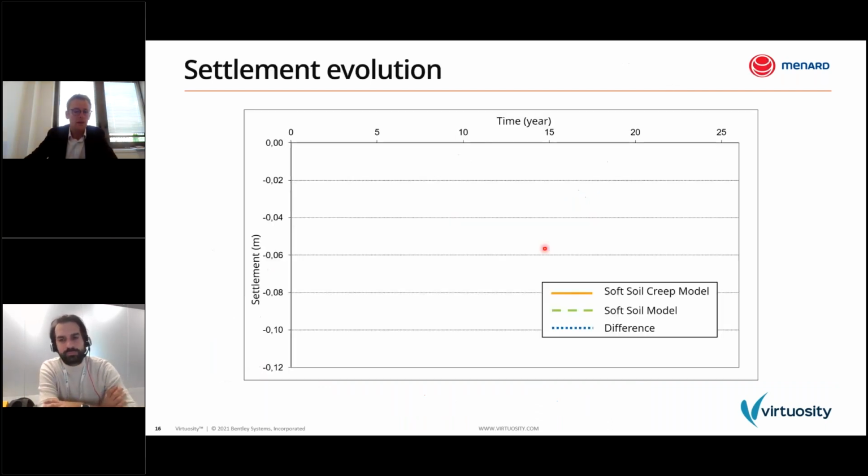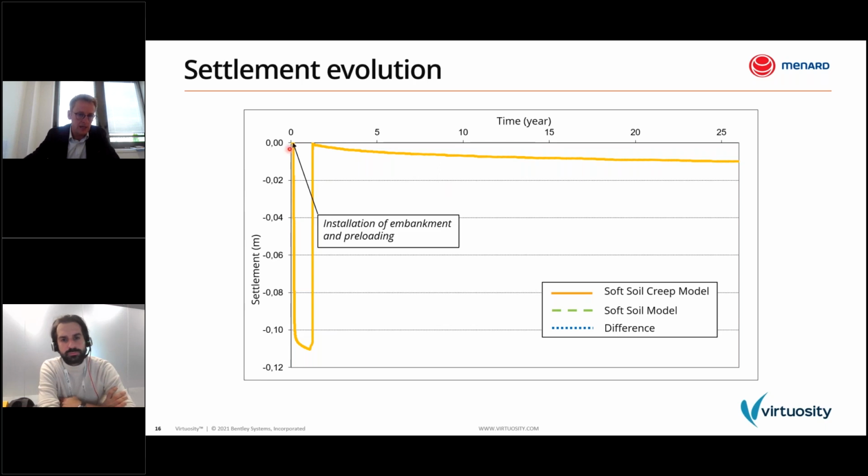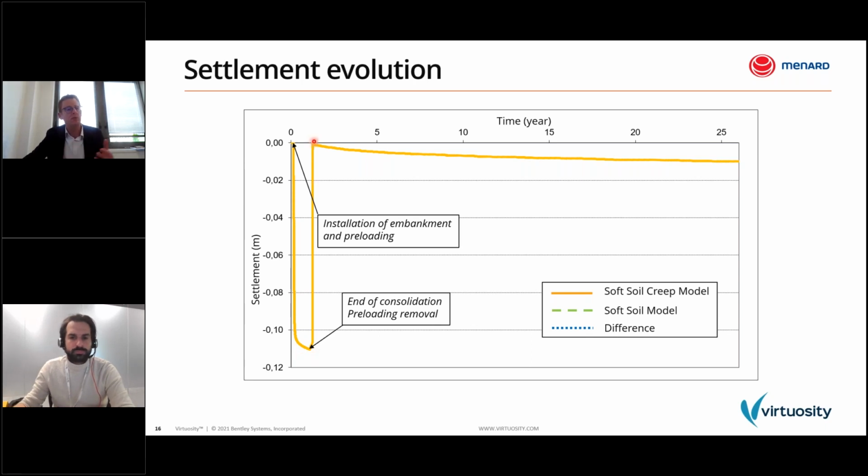So here I'm showing you the settlement evolution given by the PLAXIS model. This is the orange curve. You can see at the beginning we installed the embankment and the preloading fill. We had very quick settlement, around 11 centimeters of settlement during 6 months. So 6 months is the duration of the works.